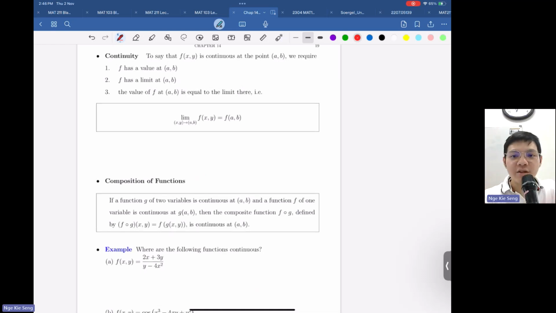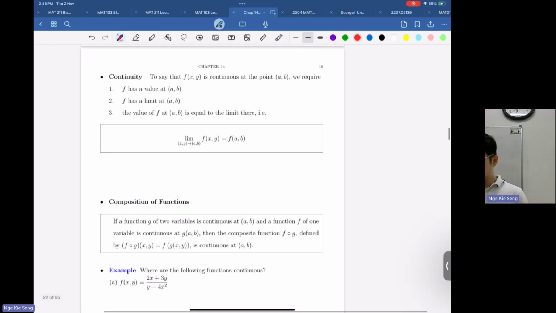So, what is continuity? I already hinted to you last time. If I have a limit at the point (a, b), and my function has a value at that point, f(a,b), and f(a,b) equals L, then my function is continuous at (a, b). There are three steps here. My function has a limit L at (a, b), and then my function can be evaluated at (a, b), f(a,b). So I got L, I got f(a,b). If f(a,b) and L are equal, then my function is continuous.